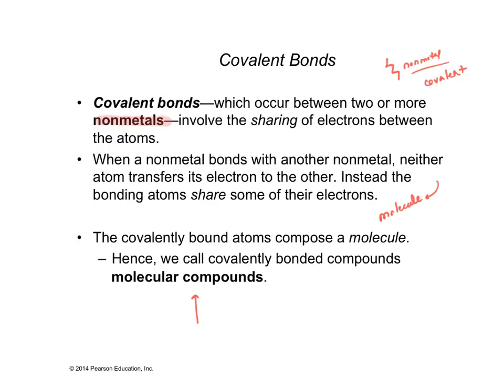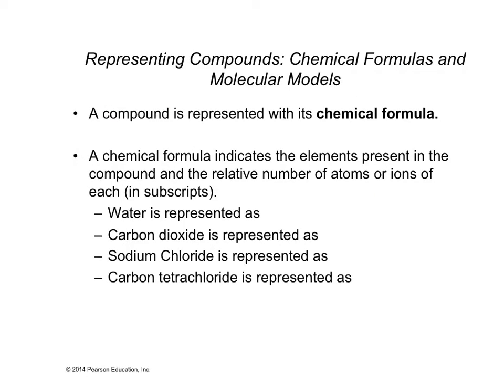Okay, so how do we represent these various types of compounds that can form? Okay, so we use what is called the chemical formula. The chemical formula represents a few different things, okay? So number one, it represents the actual elements that are composing the compound, okay? And number two, it also gives us the actual number of elements that are there, okay?